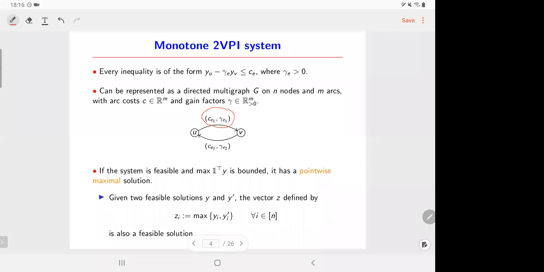And the proof is to just take two feasible solutions of your system, y and y prime, and define a new vector z, which is just the pointwise maximum of the coordinates of y and y prime. And then it's also not hard to see that z will also be a feasible solution to your system. So by repeating this operation, you will get to the pointwise maximal solution ultimately.